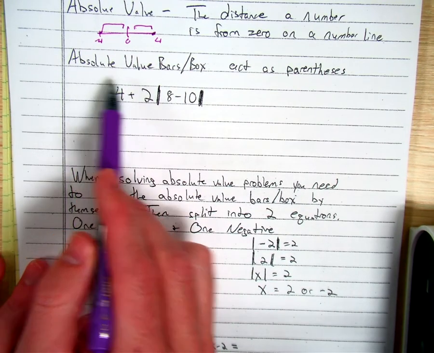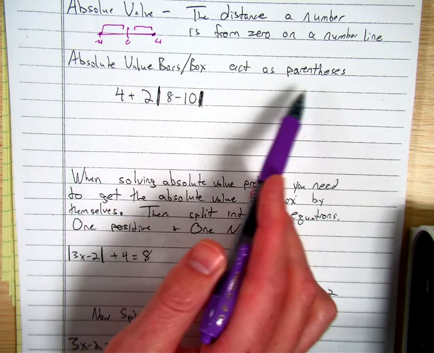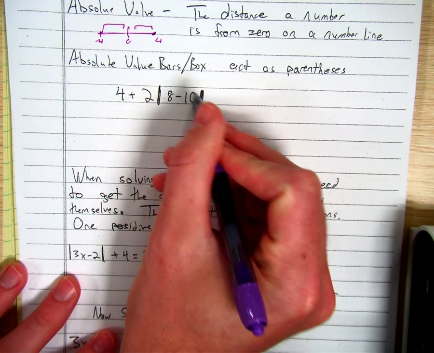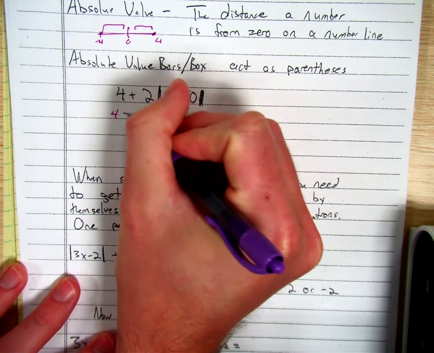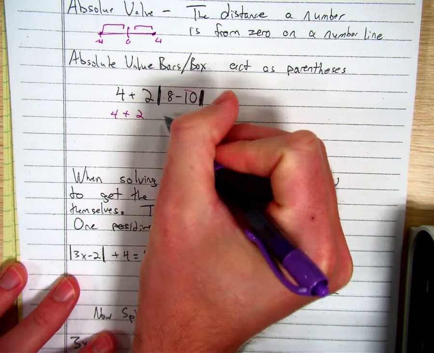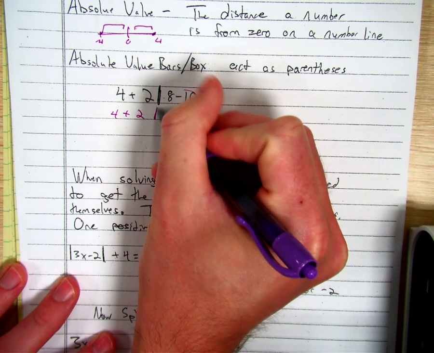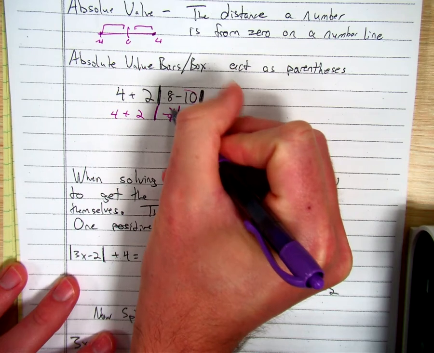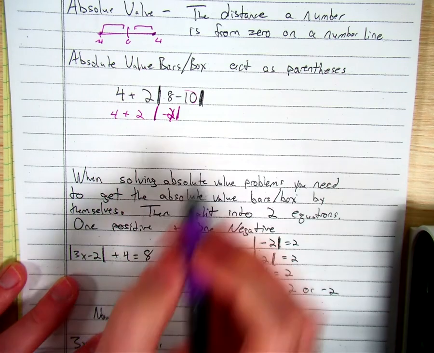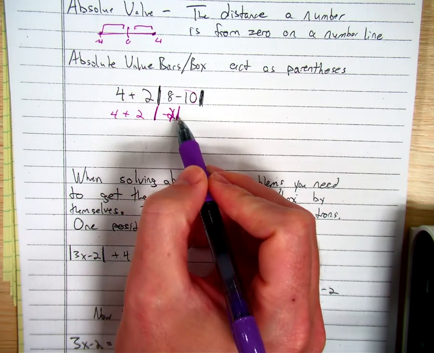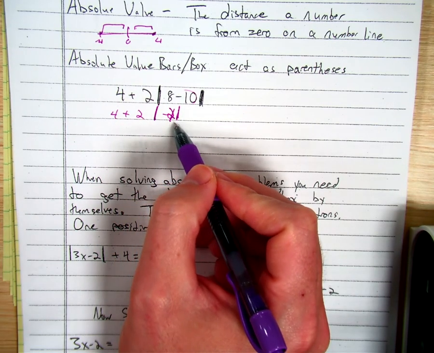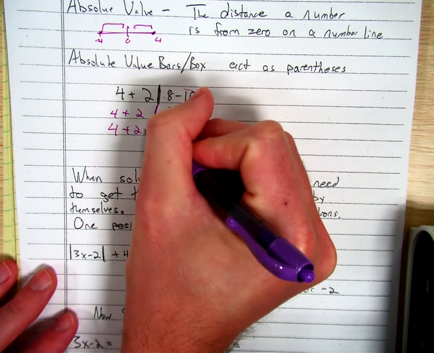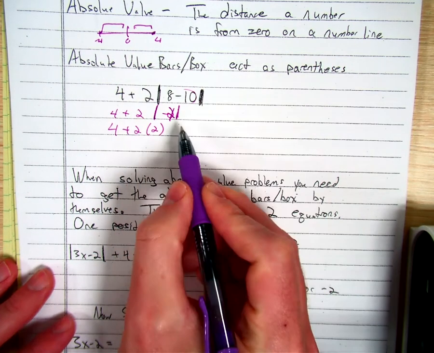Alright, so the absolute value bars, or box, or whatever you want to call it, act like a set of parentheses as well. You do whatever's in there first. So this is 4 plus 2 times, inside here, this is negative 2. In the absolute value, negative 2 is how far away from 0? 2 units. So this is going to be 4 plus 2 times positive 2.